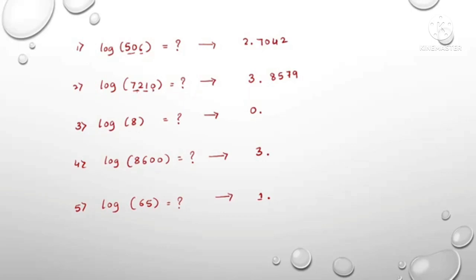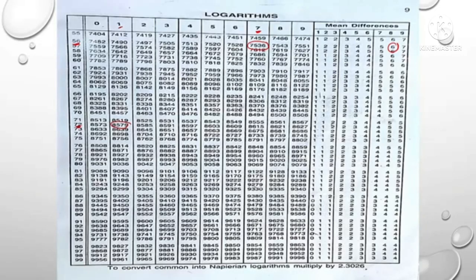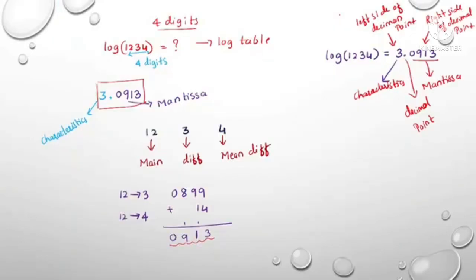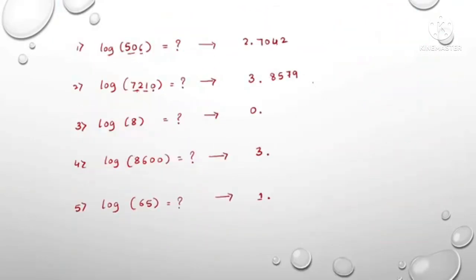Then, there is a fourth digit. 72 we can observe at 0 in the mean difference. 72 at 0. 72 is here at 0 in the mean difference column. So, in the mean difference, there is no digit like a 0. Then leave it. So, what is the final answer? We can write 8579, because the fourth digit is 0. There is no 0 in the mean difference. Leave it. So, the final answer is 3.8579.